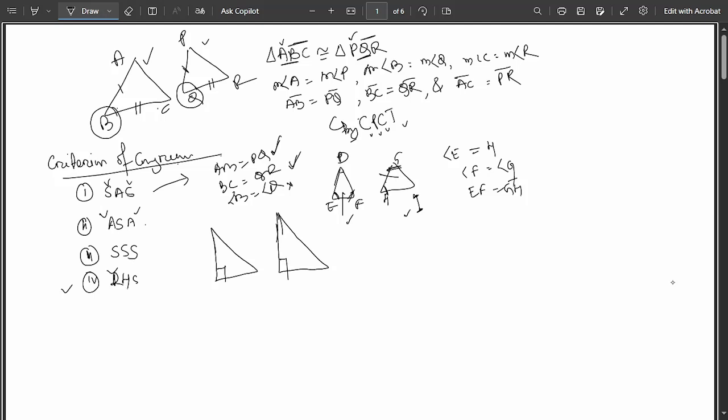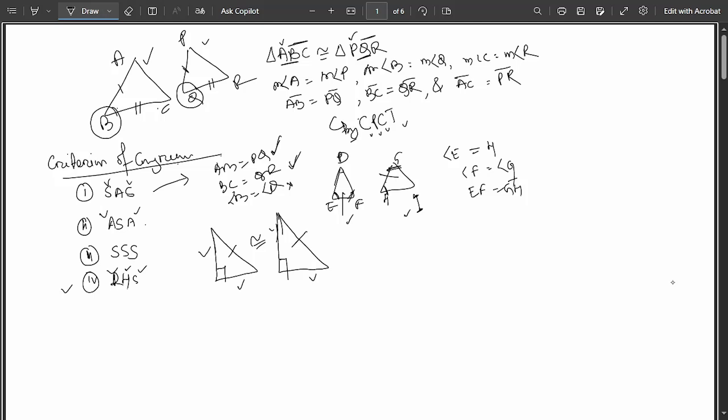Their hypotenuse should be the same, and as for the side, that is any remaining side. If any remaining side is the same, then we say these two right angle triangles are congruent. So the remaining side is this one and this one. Any one pair if same, then we say these two triangles are congruent by RHS congruency, that is right angle, hypotenuse and side.